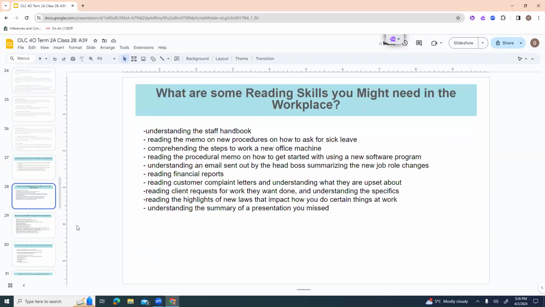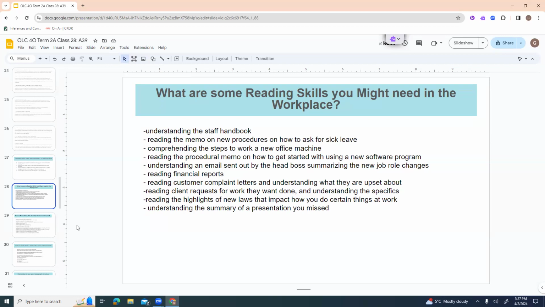Okay. What are some reading skills that you might need in the workplace? This is just kind of generic. I'm sure it does not cover everything. It's just the ones I could think of. Understanding the staff handbook. I don't think I've ever worked anywhere where I wasn't given a staff handbook sometime in the first day or two and told, hey, you need to know all this.